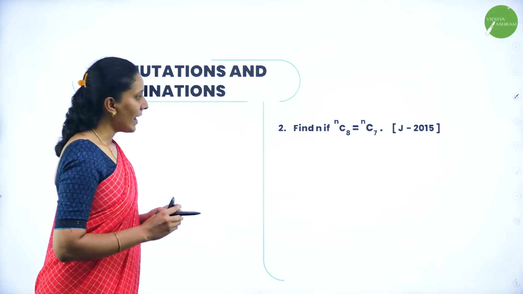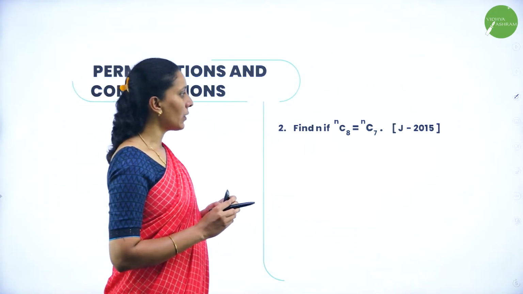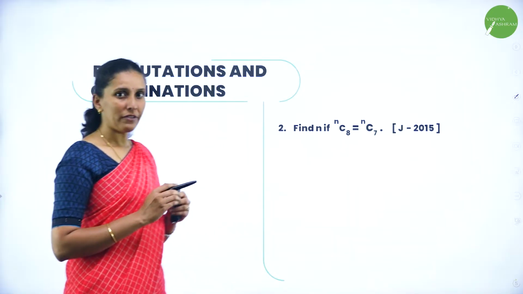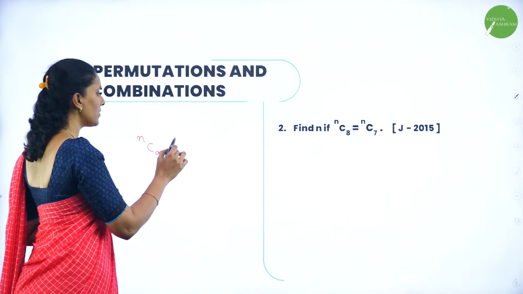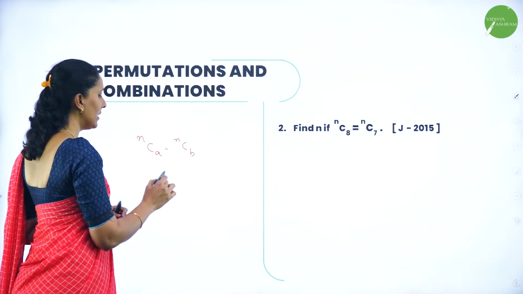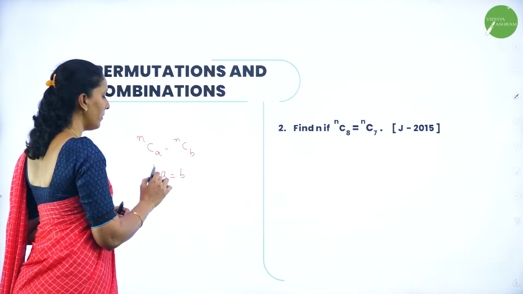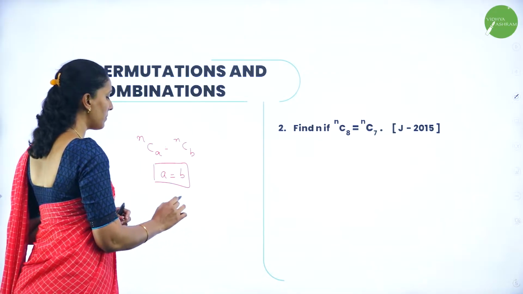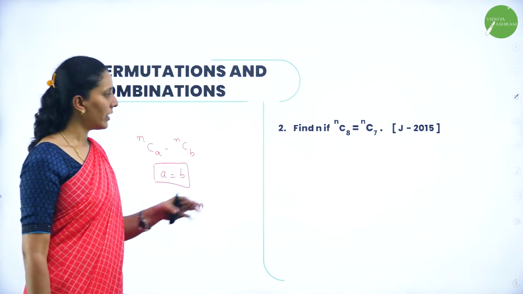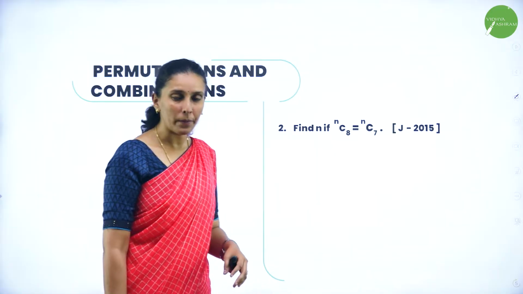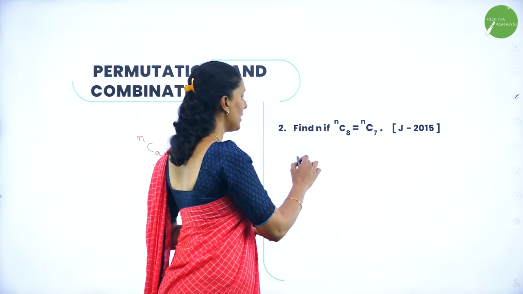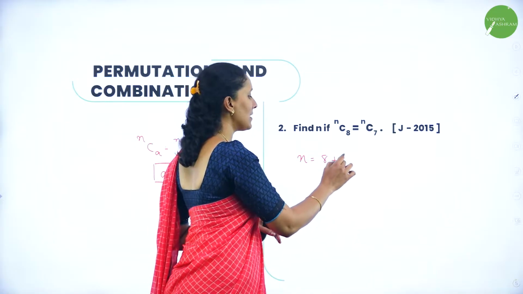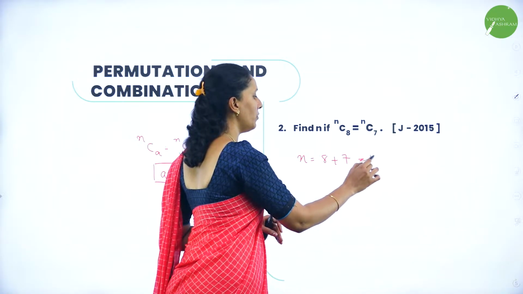Next, find n if NC8 is equal to NC7. We know from the property of combination that when 2 combinations are equal, either A is equal to B or A plus B is equal to n. So here clearly we can't use the first property because 8 is not equal to 7. So hence, to find n here, it is 8 plus 7, which is equal to 15.